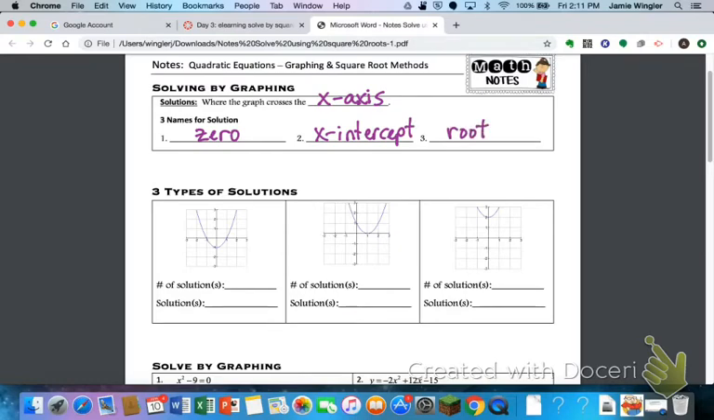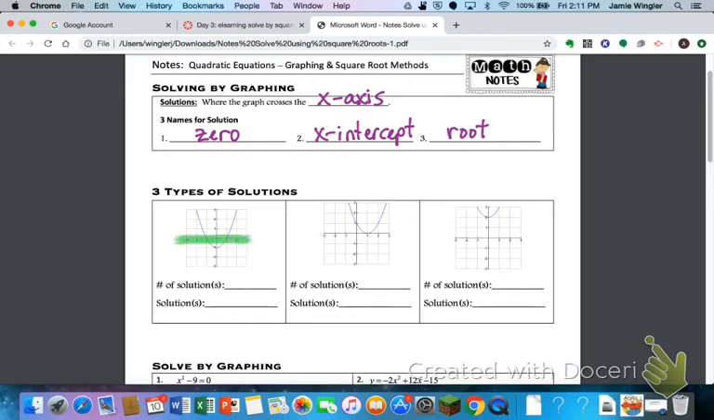I will say find the solutions in my directions, but occasionally you might hear me say, okay, let's find the zero, let's find the x-intercept, or let's find the root. They all four mean the same thing. If you want to actually find the solution, it is where the graph crosses the x-axis.